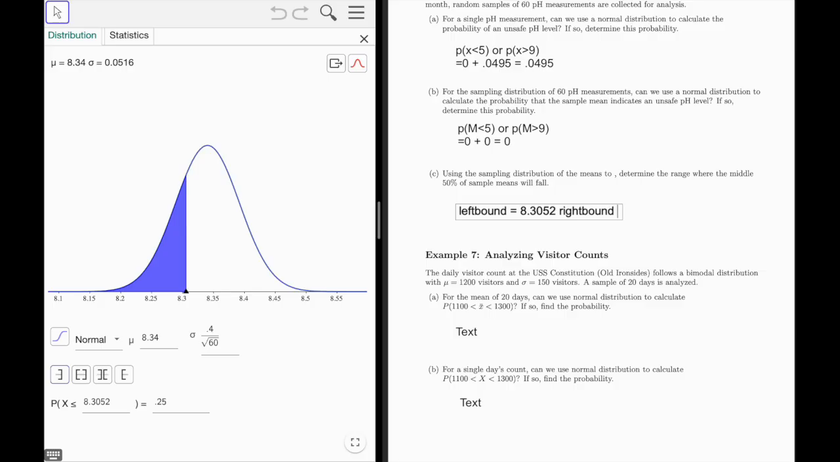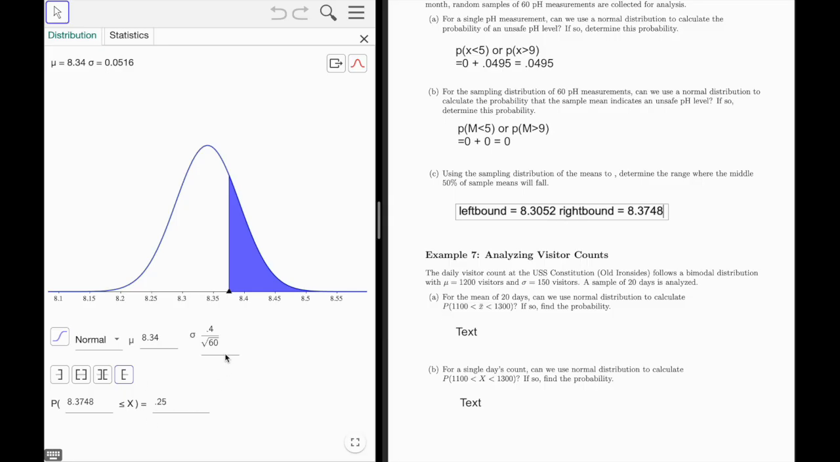Now let's do the same thing, but on the right. I'm going to choose the right wing by choosing that bracket that's facing to the right. I'm going to put in that I want 0.25 for the right wing. Hit enter. I get that the right bound should be 8.3748. That's a very small window, but let's check it to make sure.